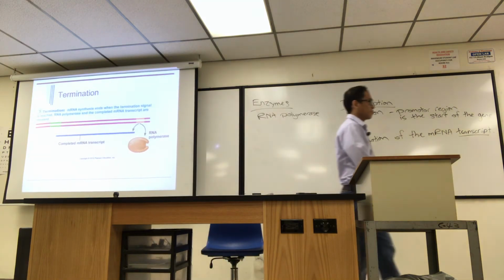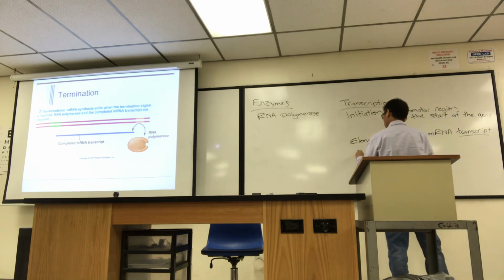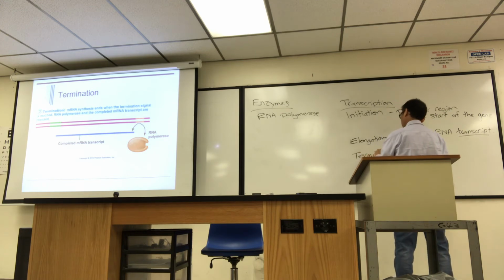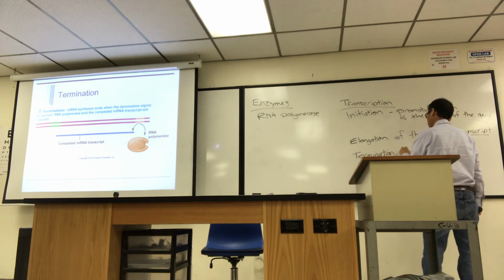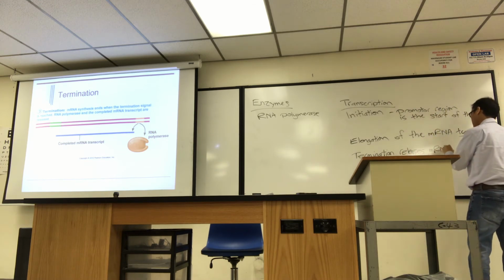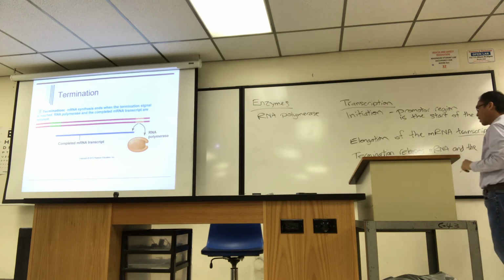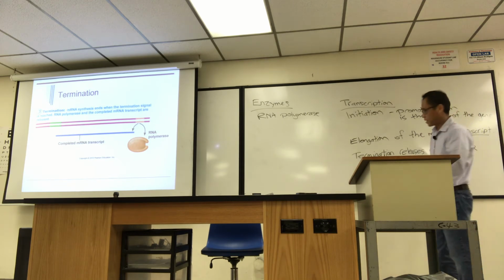In termination, you just break apart. The mRNA synthesis ends with the termination signal being reached. The RNA polymerase and the completed mRNA transcript are released. Termination releases the mRNA and the RNA polymerase.